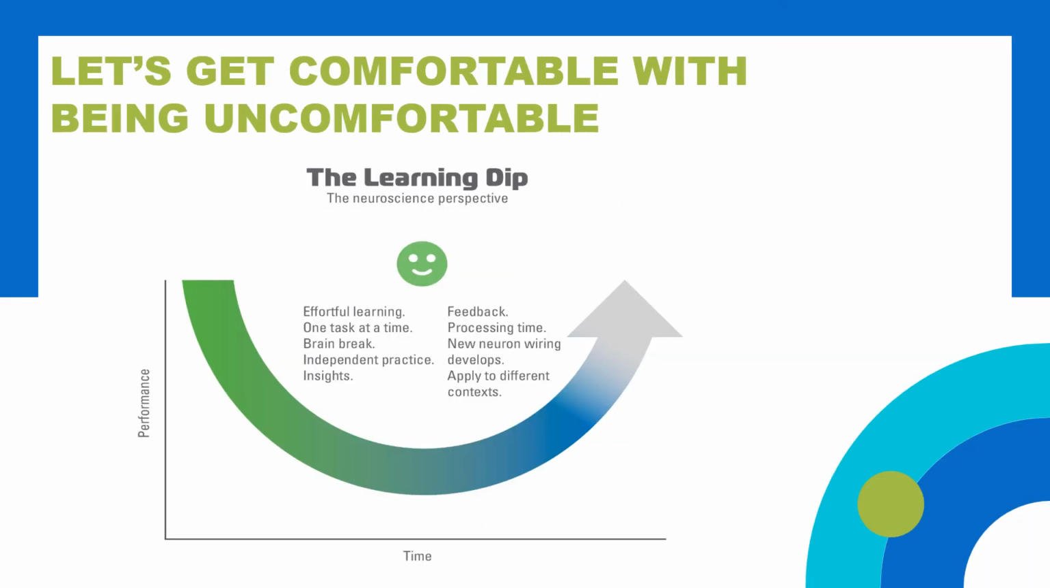The learning dip refers to a temporary decline in performance or confidence as a student encounters new or challenging material. This occurs because the brain is restructuring neural pathways to accommodate new knowledge, and they can get uncomfortable and frustrated. Teachers can support students through the dip by normalizing the experience, encouraging a growth mindset, and providing scaffolding to help them regain momentum.